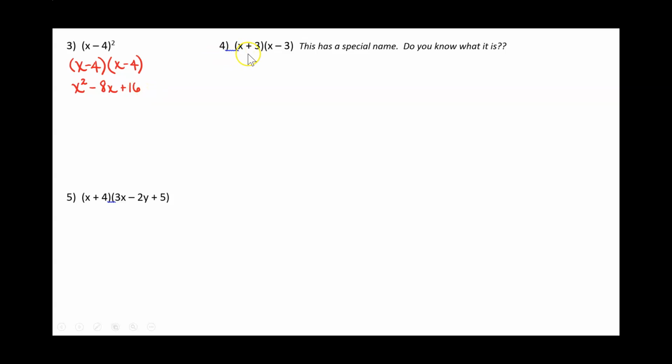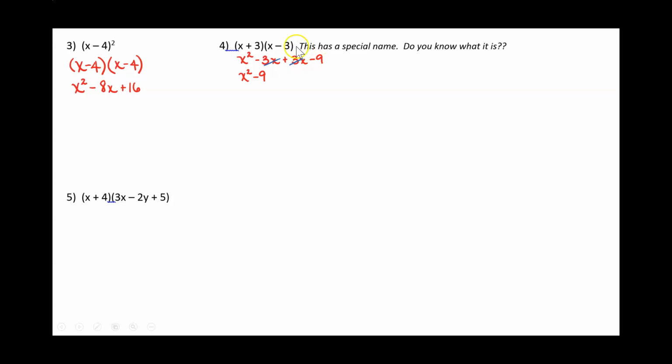All right, here's another set of two binomials that we multiply that we see a great deal. All right, so if we were to FOIL this, we would get x times x is x squared, x times negative 3 is negative 3x, x times positive 3 is positive 3x, positive 3 times negative 3 is negative 9. So when we go to combine like terms, you can see the positive 3x and negative 3x would drop out and just leave me with x squared minus 9.